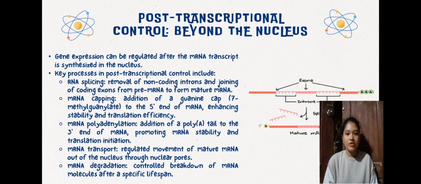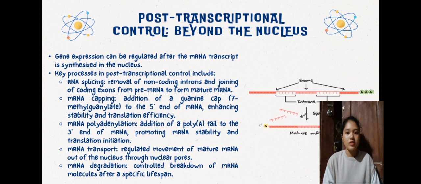mRNA polyadenylation is the addition of a poly A tail to the 3' end of mRNA, promoting mRNA stability and translation initiation. This is like adding stage directions at the end of the script. The poly A tail is attached to the 3' end of the mRNA, which again increases its stability and aids in the translation process.